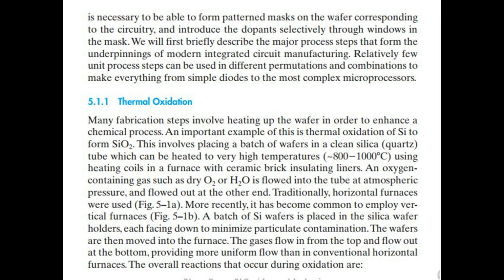An important example of this is thermal oxidation of silicon to form silicon dioxide. This involves placing a batch of wafers in a clean silica, quartz, tube which can be heated to very high temperatures, 800 to 1000 degrees C, using heating coils in a furnace with ceramic brick insulating liners. An oxygen-containing gas such as dry oxygen or water vapor is flowed into the tube at atmospheric pressure, and flowed out at the other end. Traditionally, horizontal furnaces were used, Fig 5.1a.